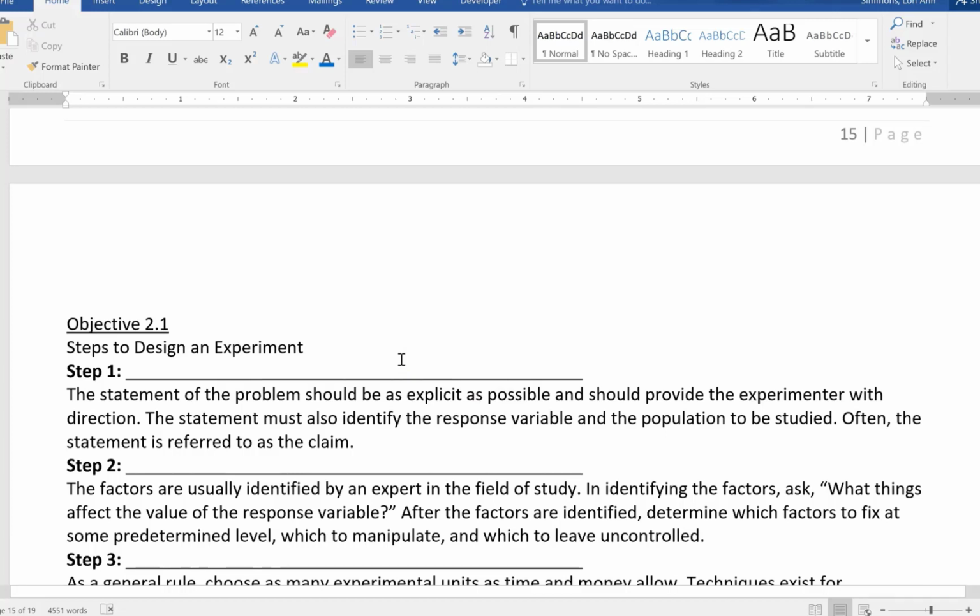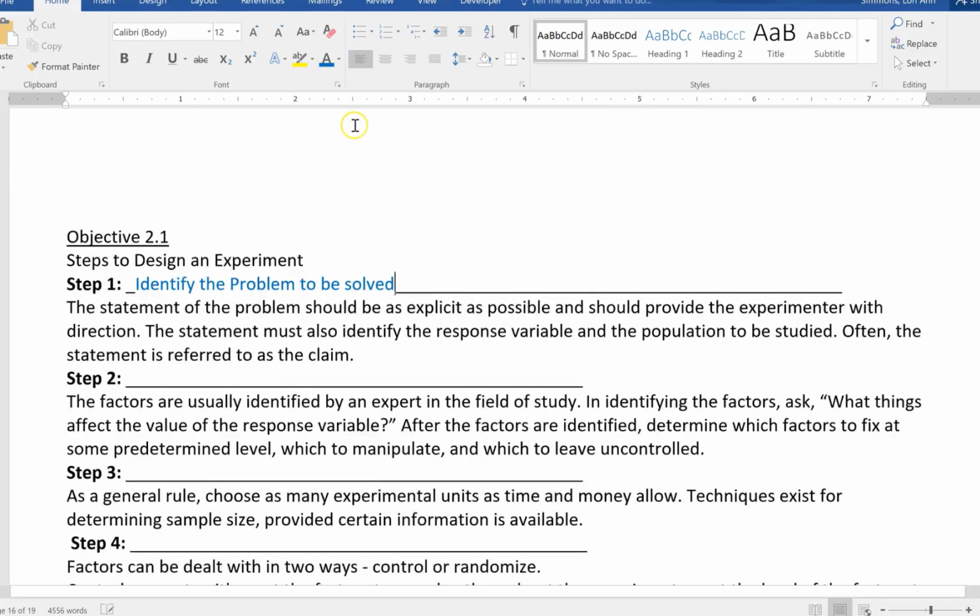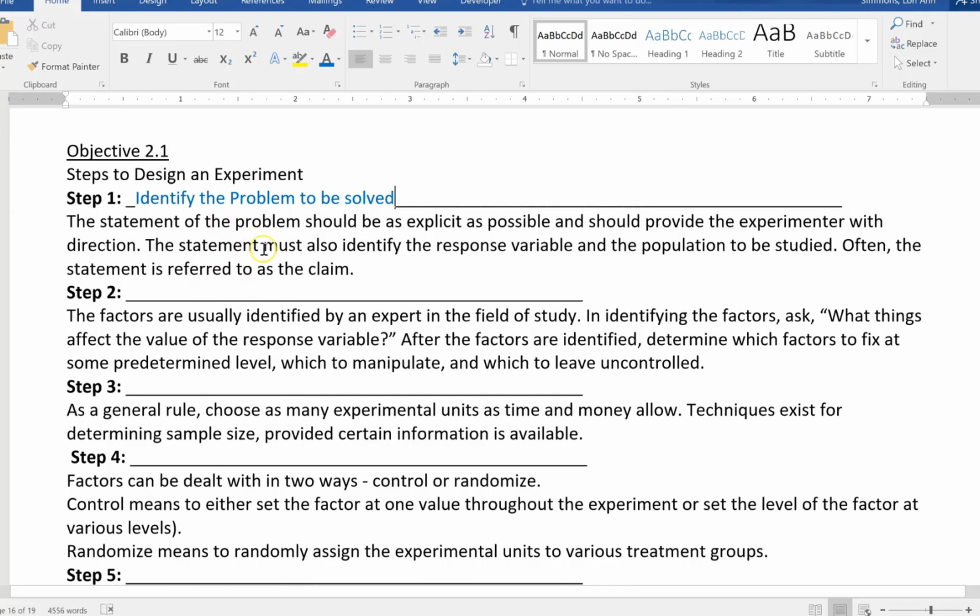Moving on to steps to design an experiment. This first step is to identify the problem to be solved. The statement of the problem should be as explicit as possible and should provide the experimenter with direction. The statement must also identify the response variable and the population to be studied. Often the statement is referred to as the claim.